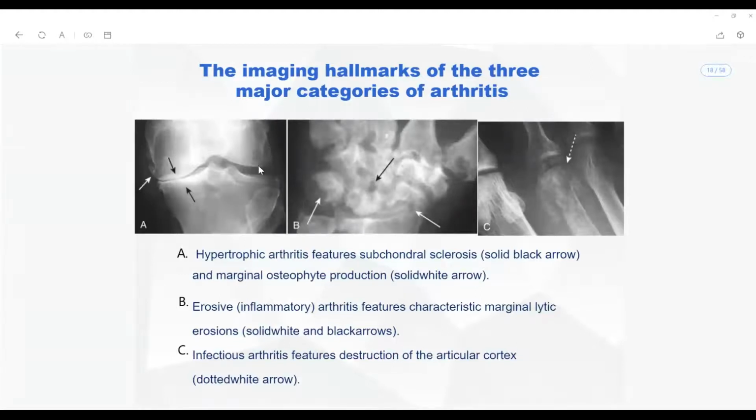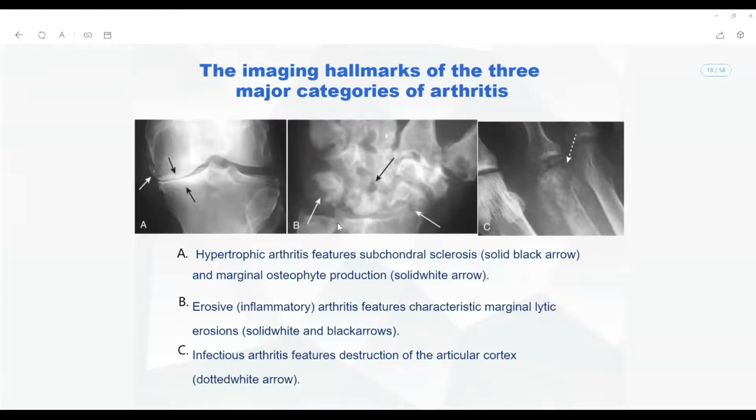So the parent bone here is the femur, and I can see that there is a marginal osteophyte present along the medial side of the femur, and there is a significant reduction of the joint space, and there is evident subchondral sclerosis. So that suggests that I'm looking at a hypertrophic arthritis condition.